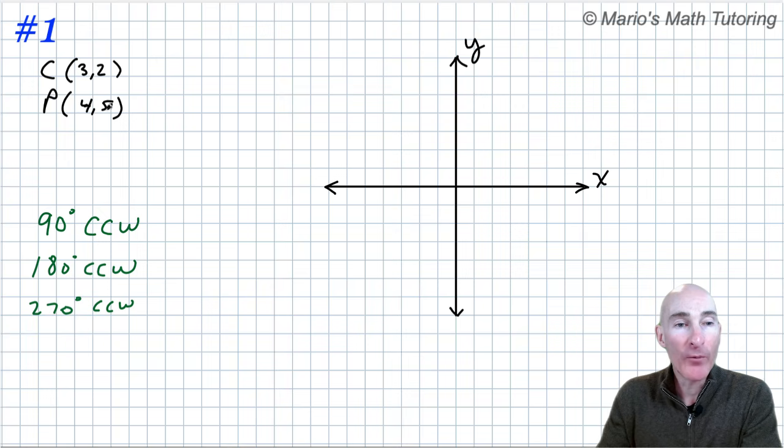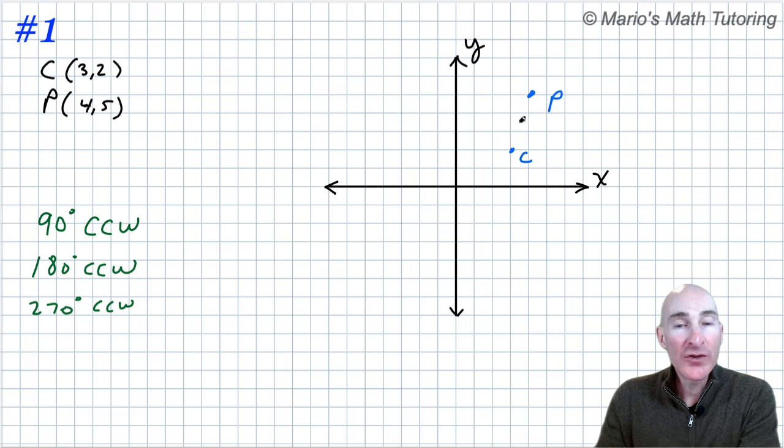The first example, what we're going to do is we're going to take this center of rotation, 3, 2, which is right here. Let's just label that C. And we want to rotate this point 4, 5 about this center of rotation. So let's go ahead and plot that point. So 4, 1, 2, 3, 4, 5. So there's our point right there.